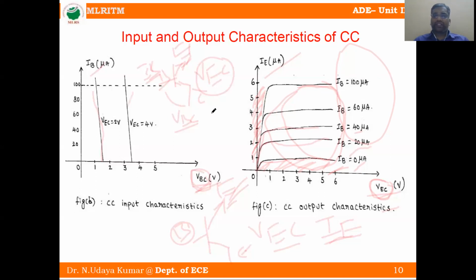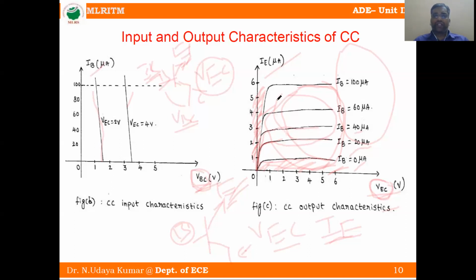So, input characteristics and output characteristics. Here the current increases linearly, then it is constant. This region we call the saturation region, this region the cutoff region, and this region the active region.